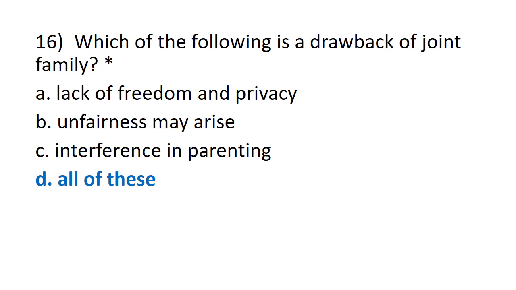Unfairness may arise. There may be some situations when your efforts are not treated fairly. So unfairness may arise. Interference in parenting: parents have their children and they want to bring them up in the way they like. But in a joint family, the grandparents are there and they will be interfering a lot in parenting, or other family members will. Many members are there in the joint family, and as a result there will be interference in parenting, right? So all three options, A, B and C, are correct, and hence the answer will be all of these.